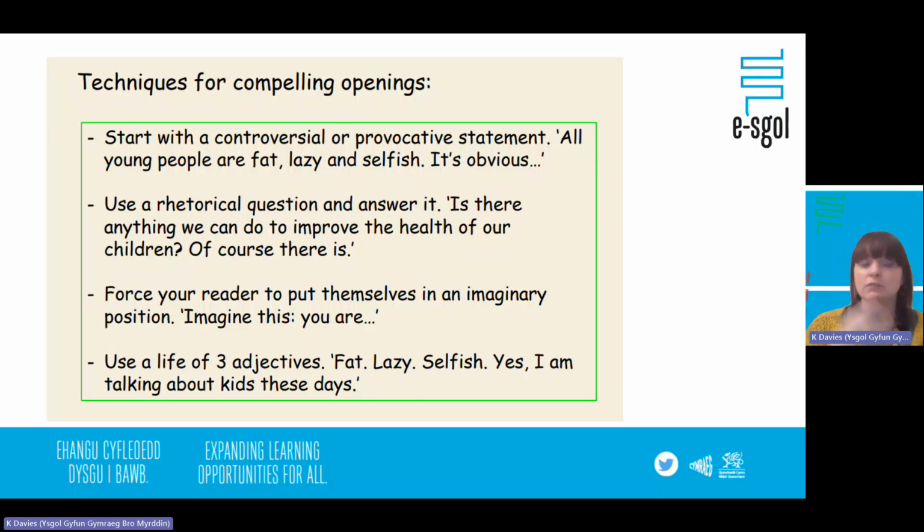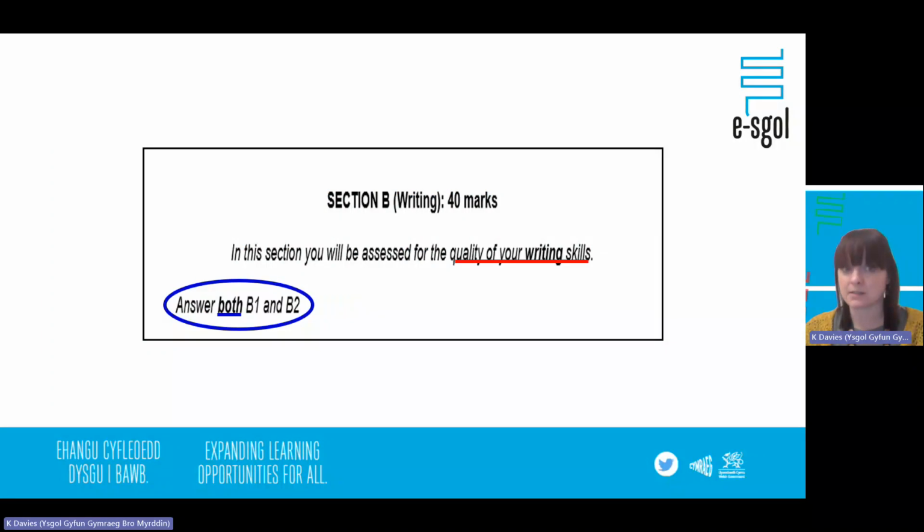And then you could also list adjectives. Okay, so use a list of 3 adjectives. So fat, lazy, selfish. Yes, I am talking about kids these days. So again, there's a harshness in the tone, all right? But it's important that we're looking at that as well, okay? The tone being important here.